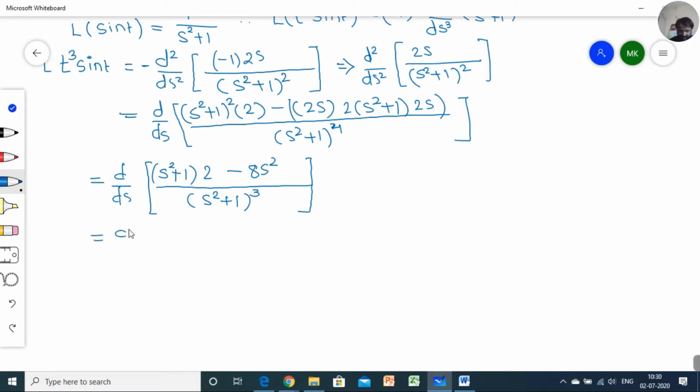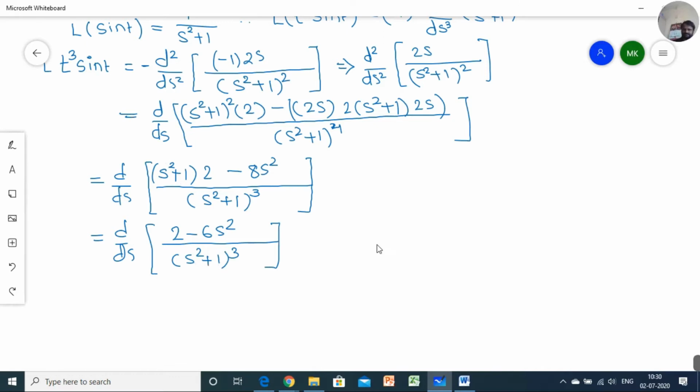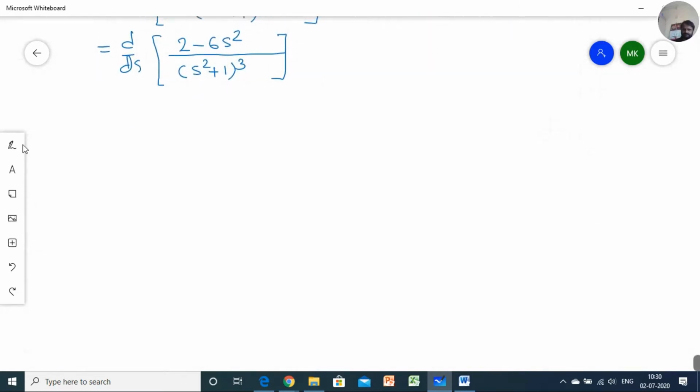We can further simplify this d by ds, that is 2s square minus 8s square. The remaining term will become minus 6s square and 2. So I am going to write here 2 minus 6s square upon s square plus 1 raised to power 3. Now for the next part, we have to apply one more, the final derivative, again the u by v rule.